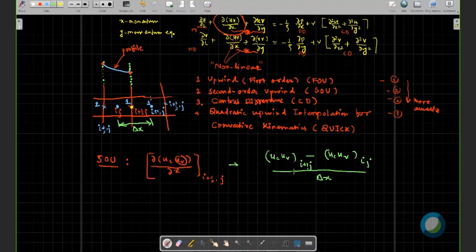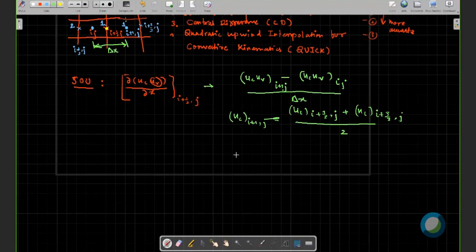Now u at I plus 1 j has to be calculated. So UC at I plus 1 j will be equal to the average of this value and this value. So average of UC at I plus half j plus UC at I plus 3 by 2 j divided by 2. Now based on this value, this uv at I plus 1 value will be calculated.